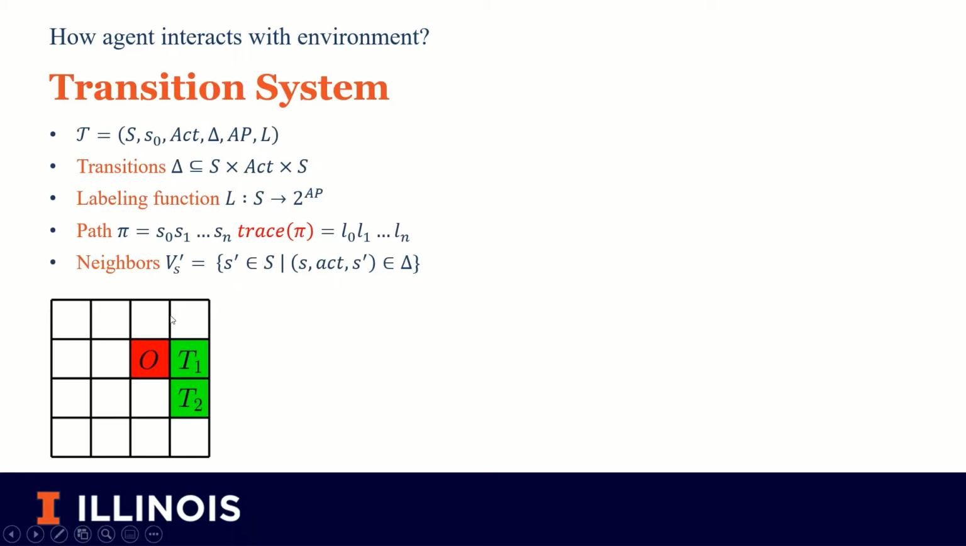First, I would like to start off with some mathematical preliminaries. I want to describe how the agent interacts with the environment, and this is given by the transition system. For example, a 4 by 4 grid world here is an example of a transition system. The cells are the states. The transitions are to go either north, south, east, or west, and each state has a label. The label of this state is an obstacle. This is target 1 and this is target 2. All others are vacant. And each state also has some neighbors.